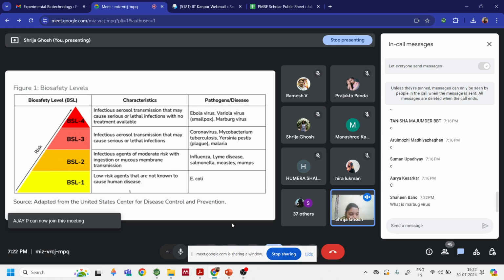What is Marburg virus? It is a kind of virus that causes a disease that can be transmitted through aerosol transmission. I don't exactly know the name of the disease, but all these viruses don't have any treatment available, and they are basically lethal viruses. The infections caused by them are lethal. They can ultimately lead to death since there is no treatment available.